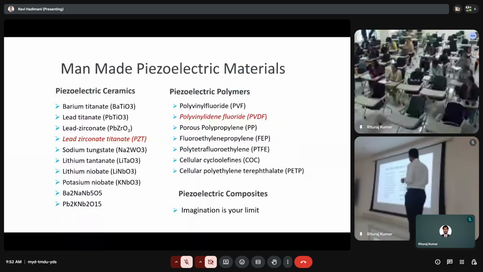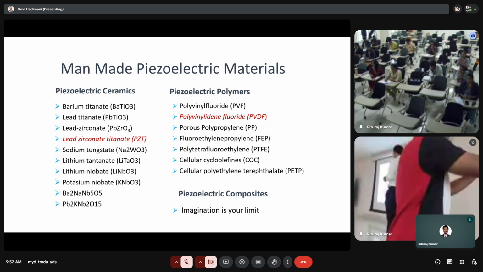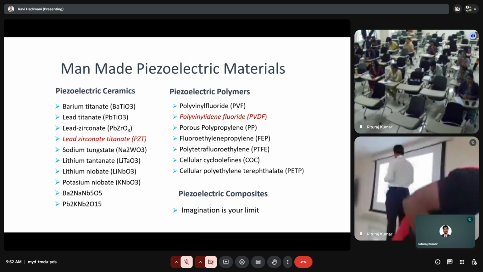So here are so many man-made piezoelectric materials. Barium titanate, which I talked about, lead titanate, lead zirconate, and lead zirconate titanate. These do not have as high a piezoelectric effect, but this one shows a very high piezoelectric effect. So this is very popular. And then there are other ones which do not show as high a d33 or piezoelectric coefficient as PZT, but nevertheless they exist. And then we have PVDF.